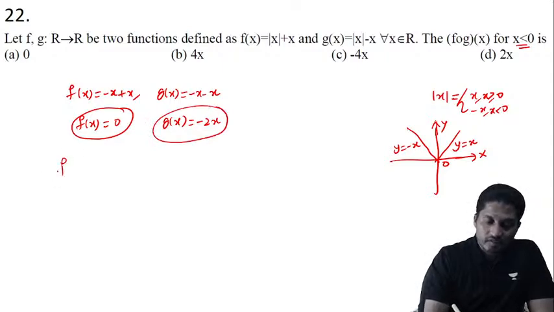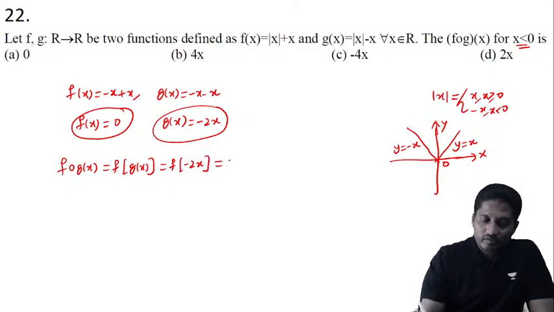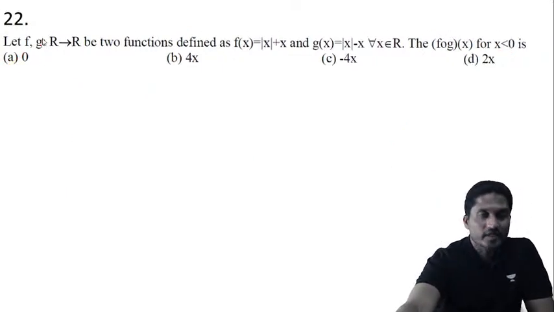Okay, now f circle g of x is equal to f of g of x. This is f of g of x is f of minus 2x. F of minus 2x is 0 because f of x is 0. Answer is option A. Let's move to the next question.